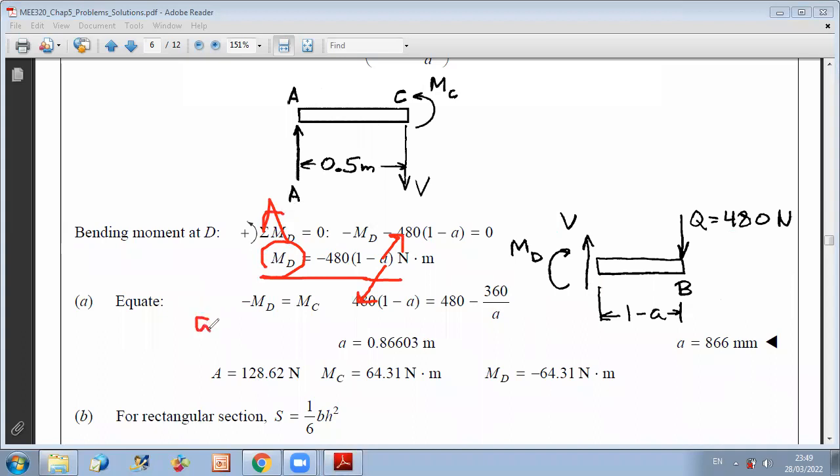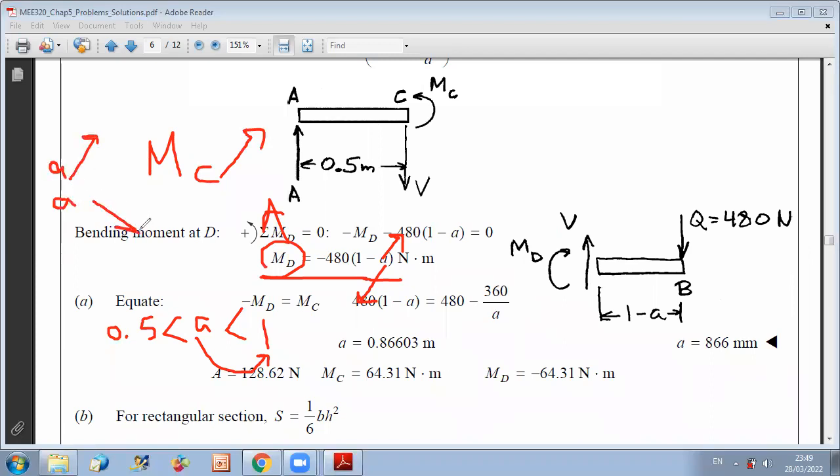So we said that A is between 0.5 and 1. If we increase A, this will increase the value of MC. And if we decrease A, this will increase the value of MD. So whenever we have one of these scenarios, we'll have a larger maximum because we are favoring the increase of one of the two bending moments in absolute value.